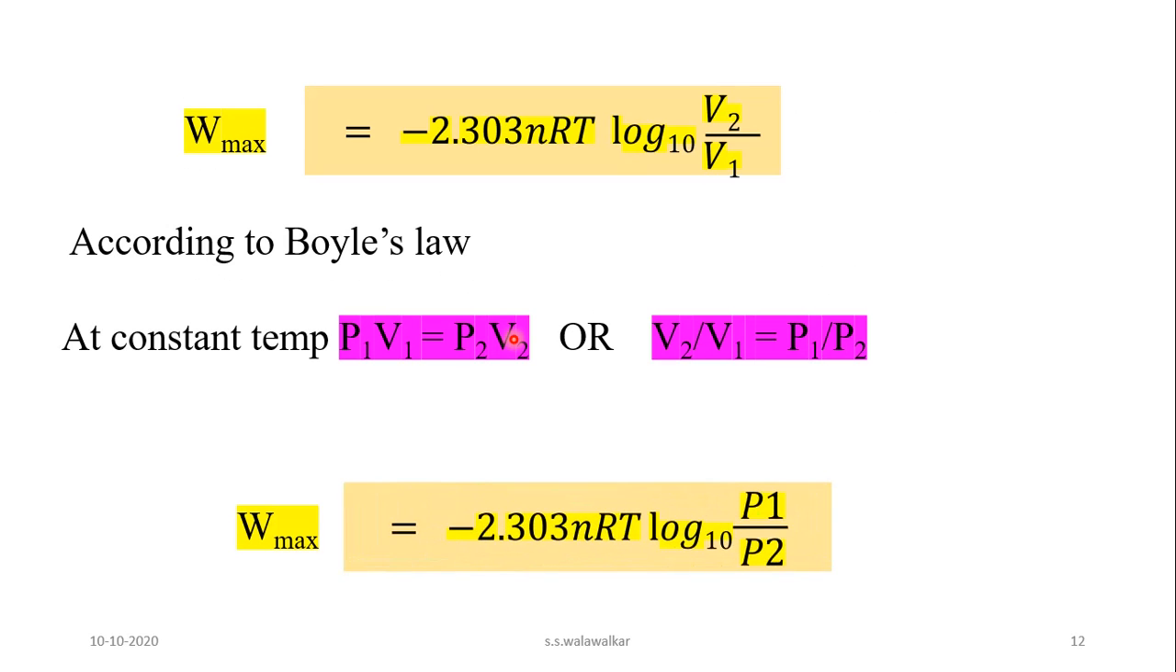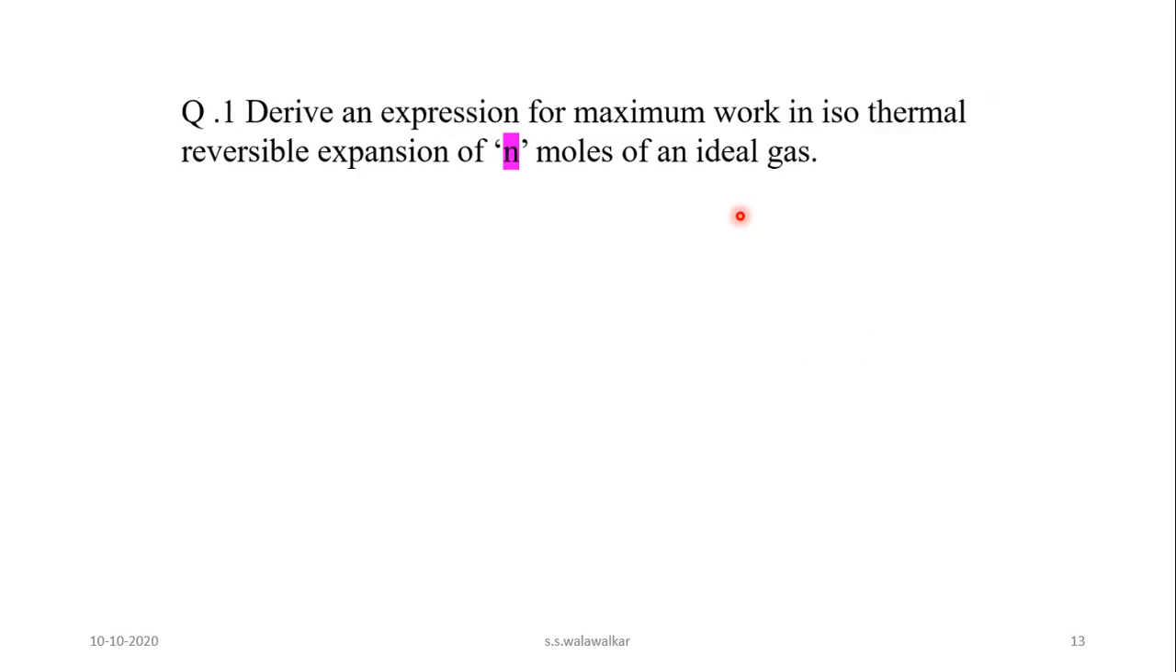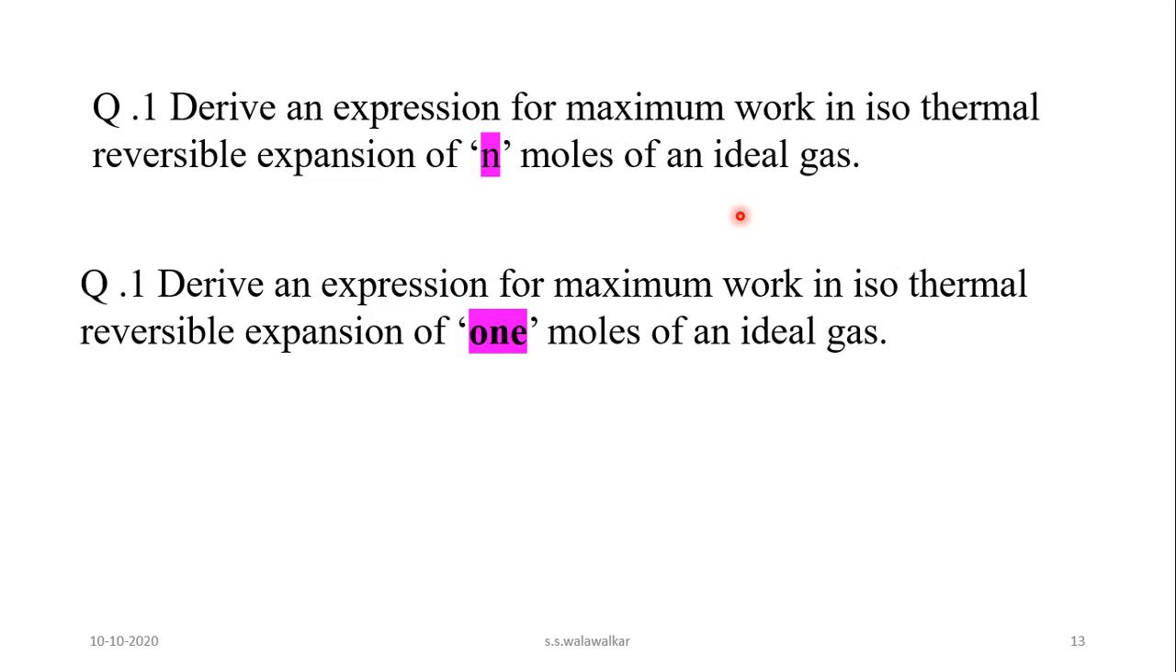w maximum is equal to minus 2.303. Instead of n there will be 1. So minus 2.303 RT log to the base 10 P1 upon P2. Or if volume is given, then w maximum is equal to minus 2.303, instead of nRT there will be only RT because n is equal to 1. So RT log to the base 10 V2 upon V1. Like this you have to derive an expression for maximum work. And generally this question is asked for 2 marks.